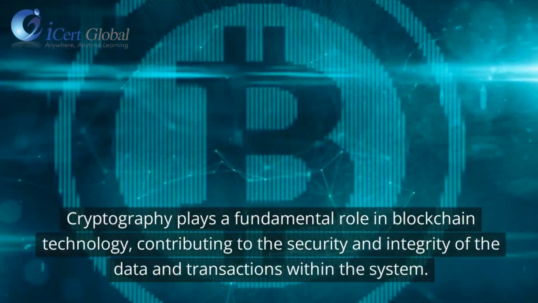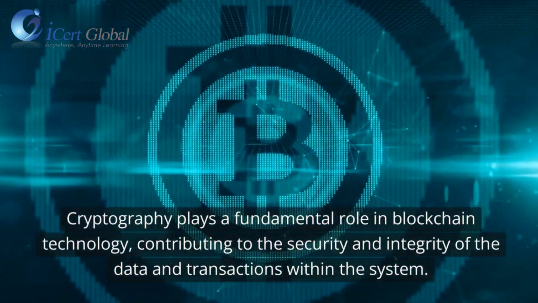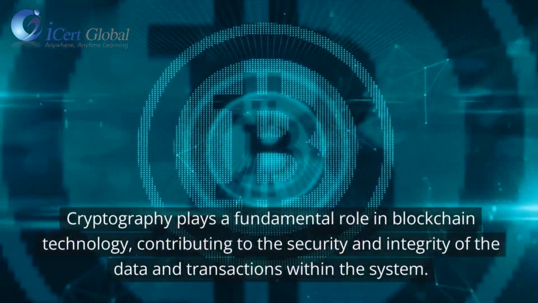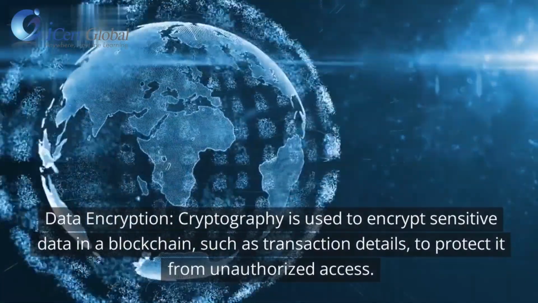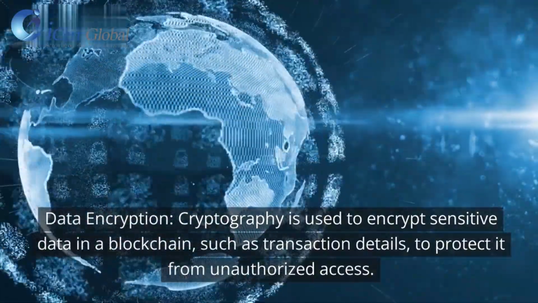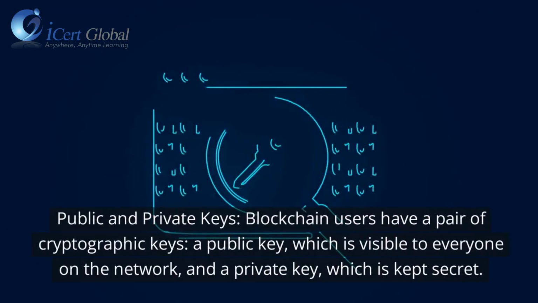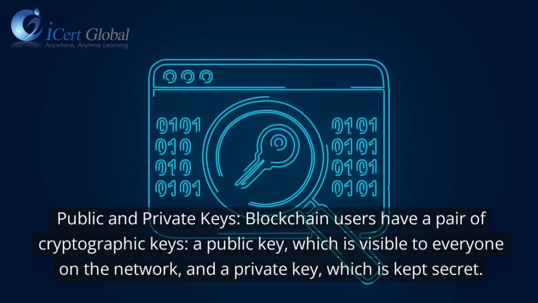Cryptography plays a fundamental role in blockchain technology, contributing to the security and integrity of the data and transactions within the system. Data encryption. Cryptography is used to encrypt sensitive data in a blockchain, such as transaction details, to protect it from unauthorized access. Public and private keys. Blockchain users have a pair of cryptographic keys: a public key, which is visible to everyone on the network, and a private key, which is kept secret.